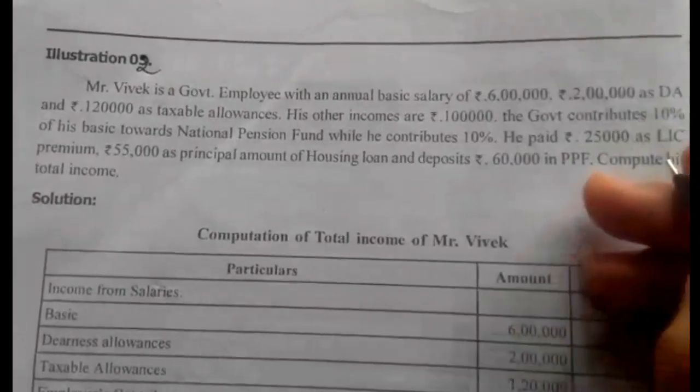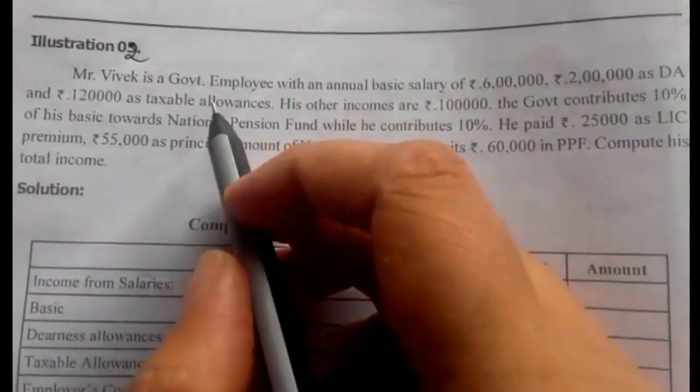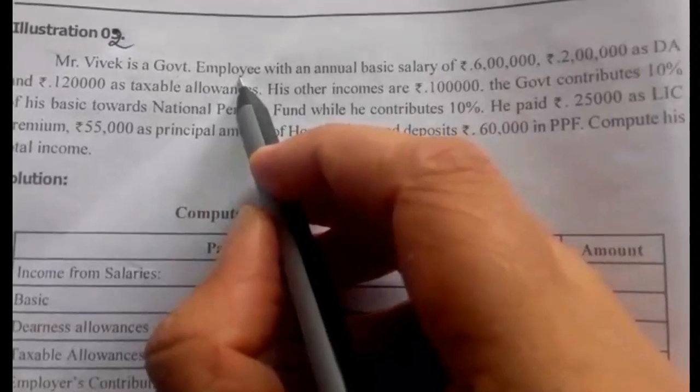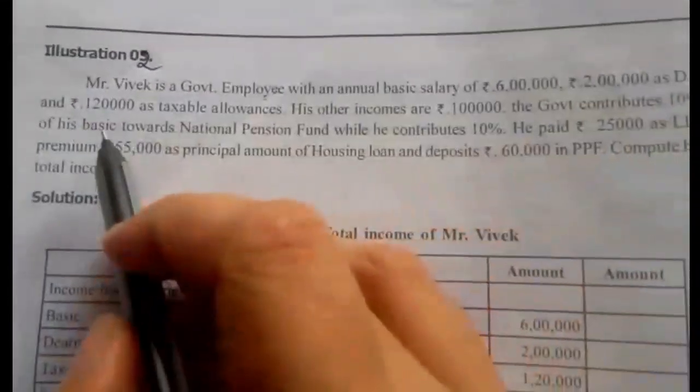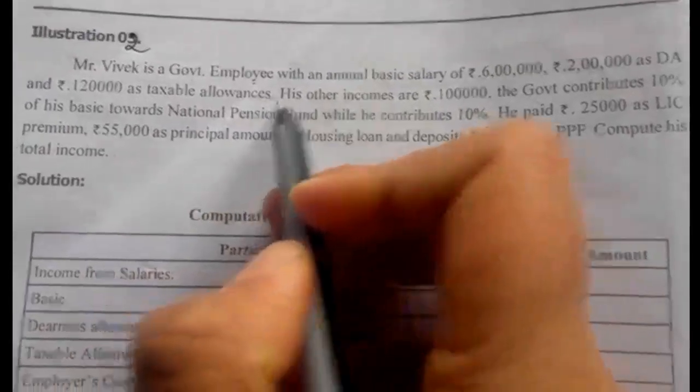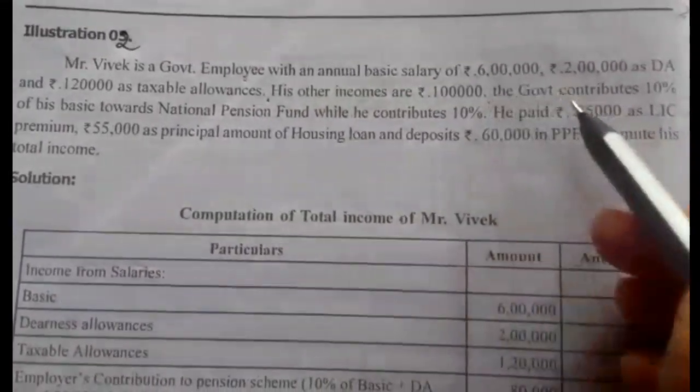Now see the illustration number 2. Mr. Vivek is a government employee with an annual basic salary of 6 lakh, 2 lakh as DA and 1 lakh 20,000 as taxable allowance. His other income is rupees 1 lakh.